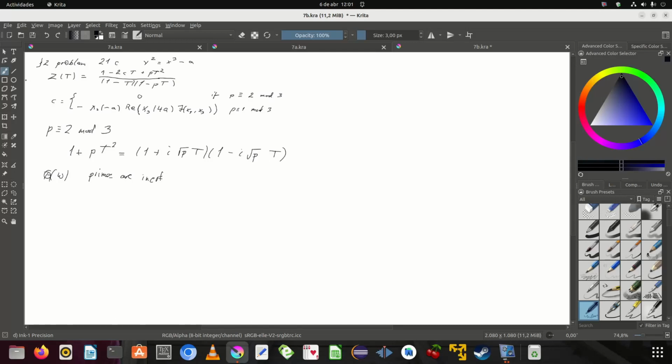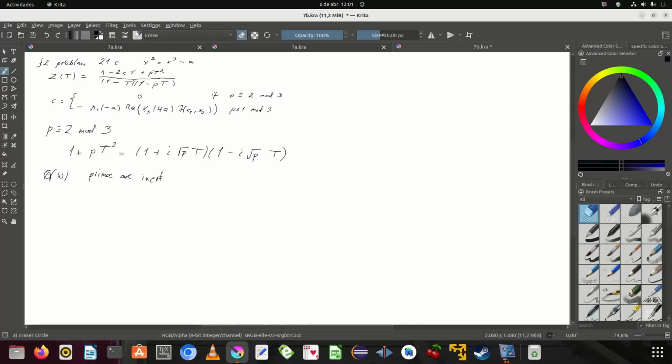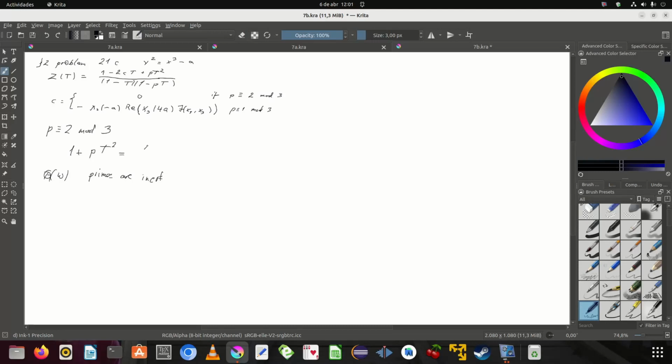So we are not going to use this at all. We are going to write it as 1 minus i square root p, and then what was it, t we should use? Well, let's take t here, of course. Squared. No, yeah. And then we take what p is equivalent to, unity, modulo 3.